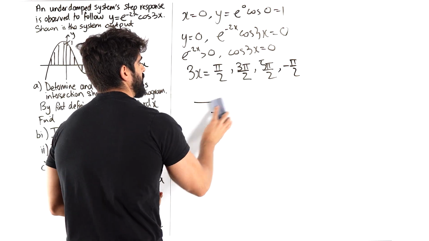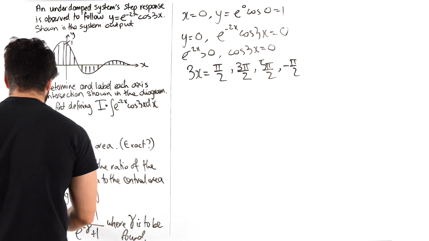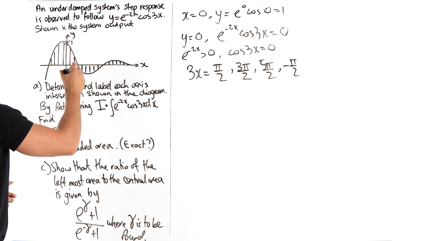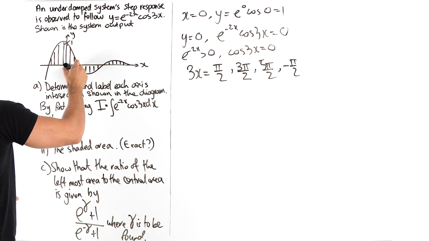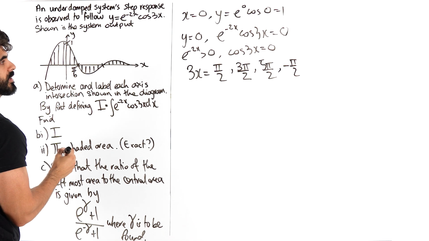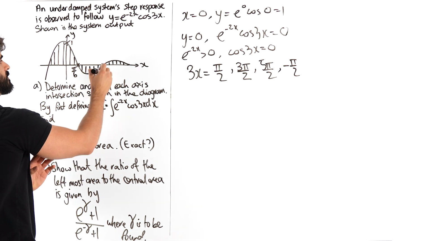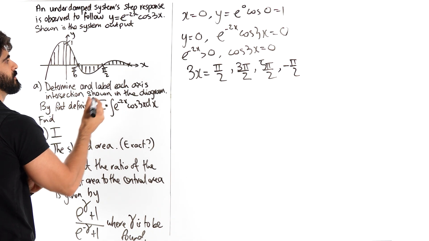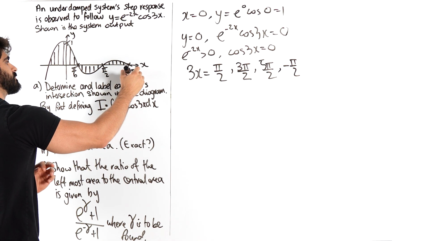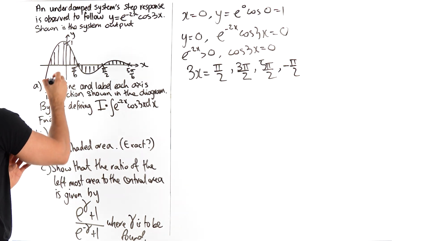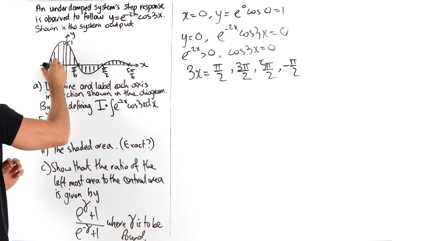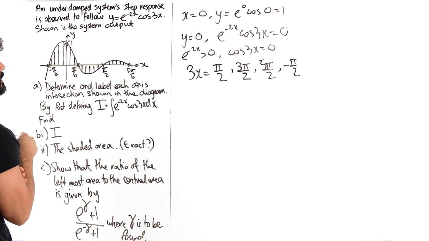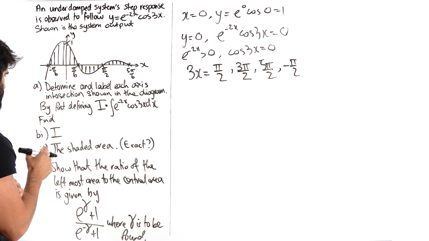So now we just need to divide all of those by 3, which I'm just going to start putting on the diagram. So we have pi over 6. We have 3 pi over 2 divided by 3 is pi over 2. And our third one, 5 pi over 6. And minus pi over 6. Right, so that's done. Find I.